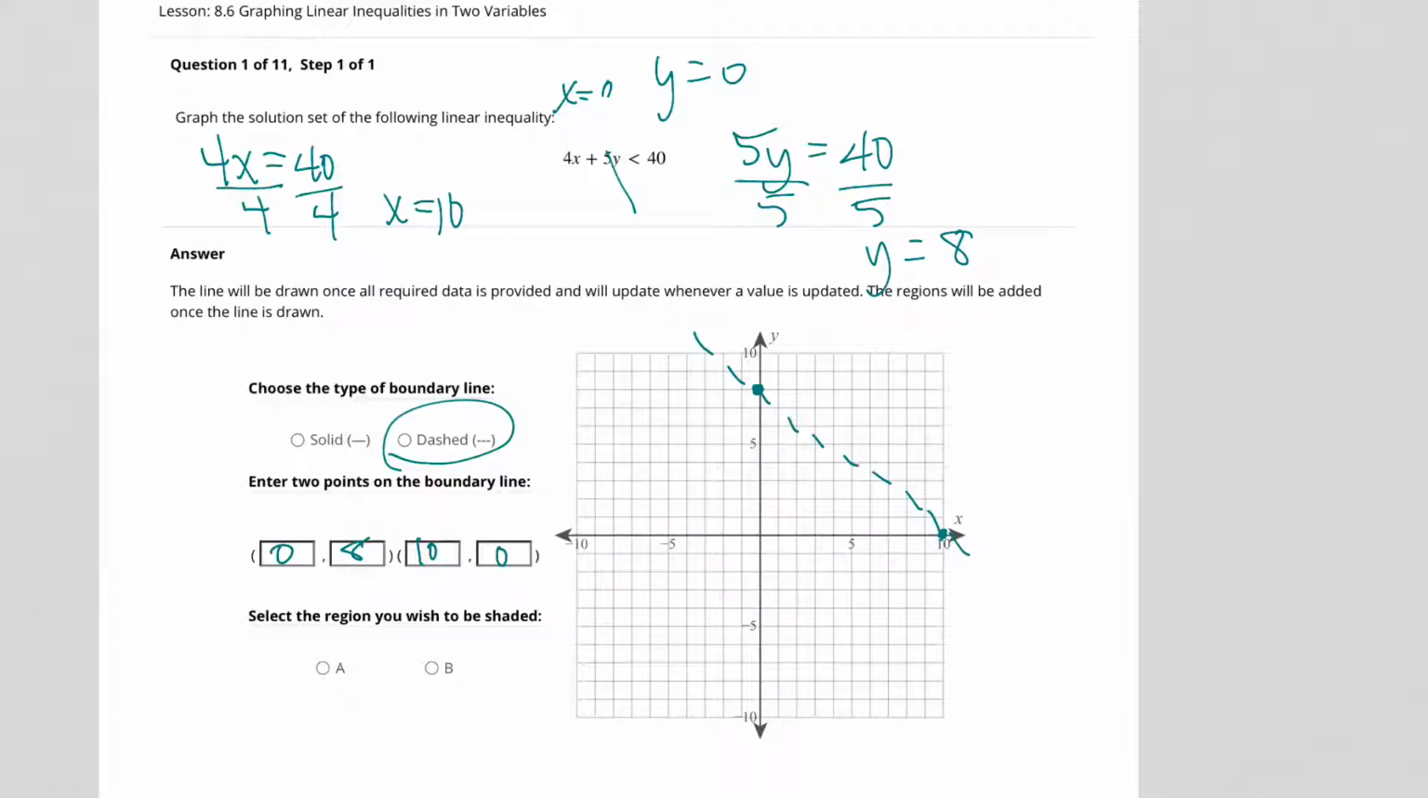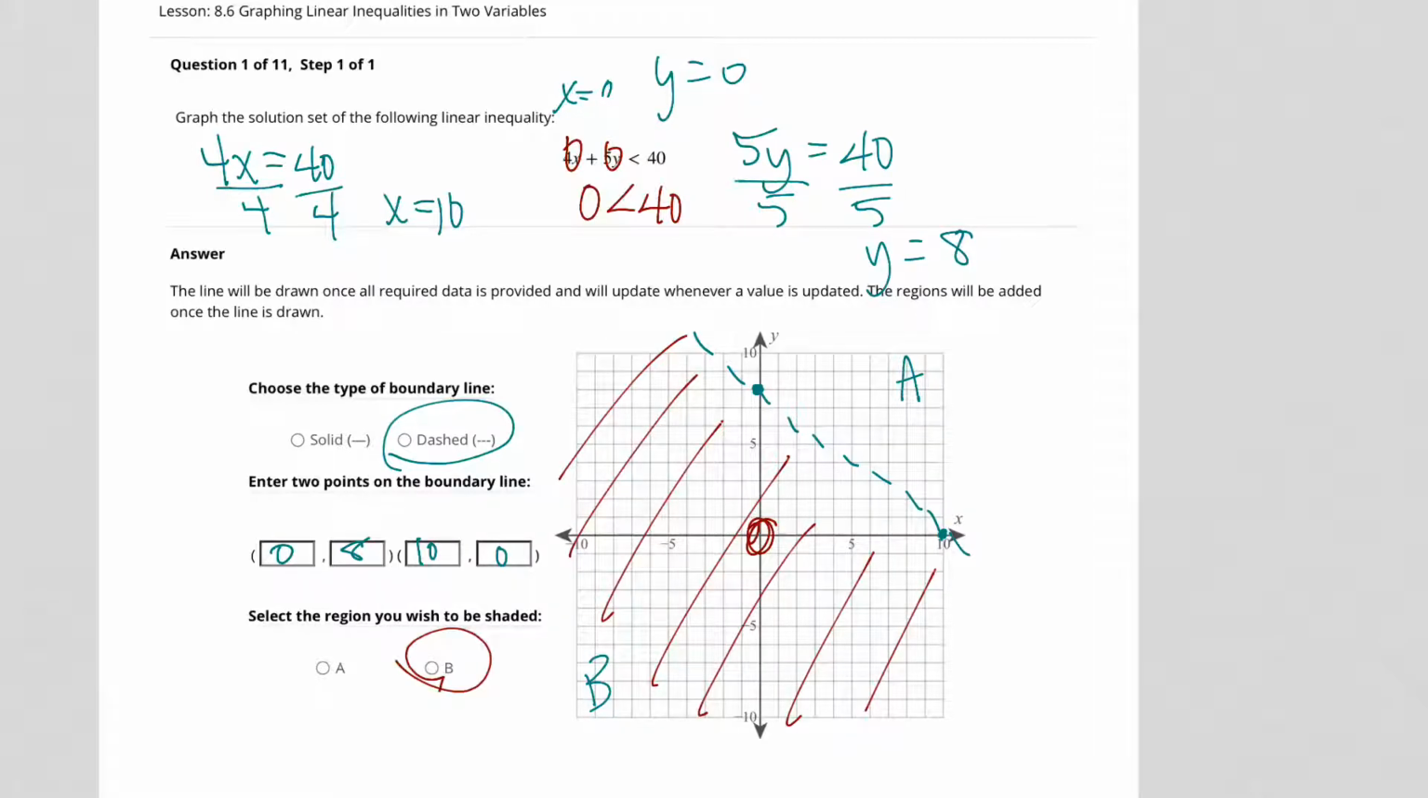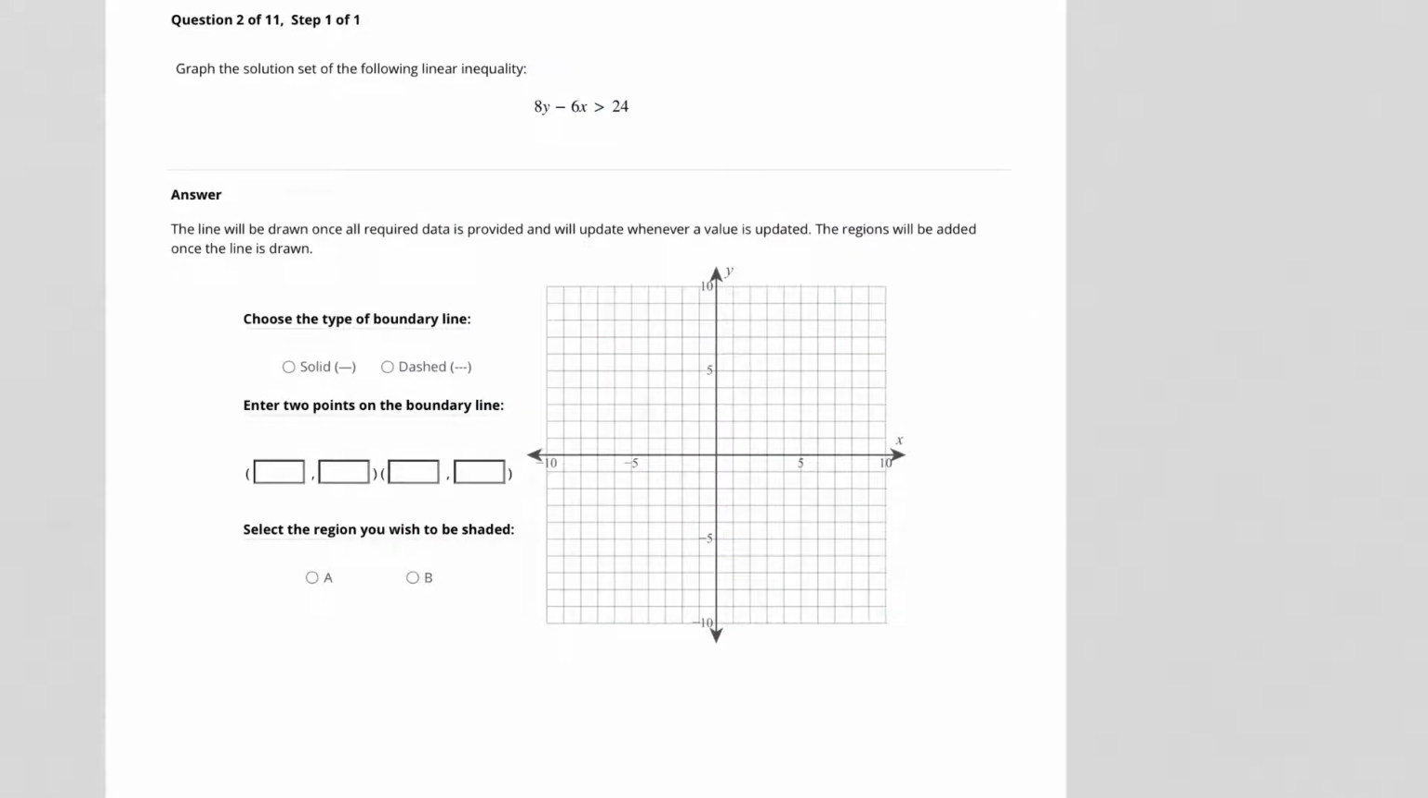And then finally, it wants you to select the shaded region. Now this is a little tricky because it doesn't show the A or the B. I'm going to put A up there and B down here. If you can, it's always best to test the origin, which I can. When I plug 0, 0 into this original equation, I have 0 less than 40, because that becomes 0 and that becomes 0. And 0 is actually less than 40, which means I would shade below, which in this case would be region B.